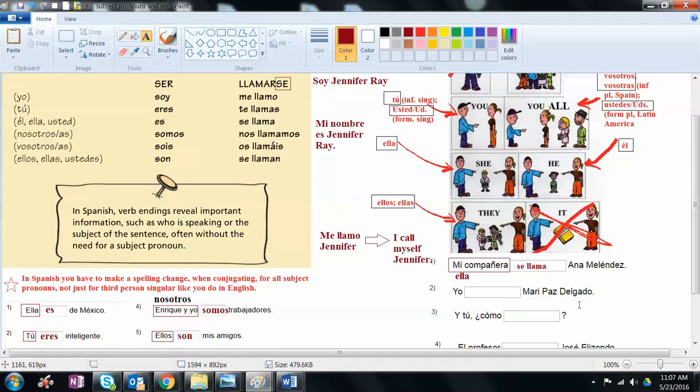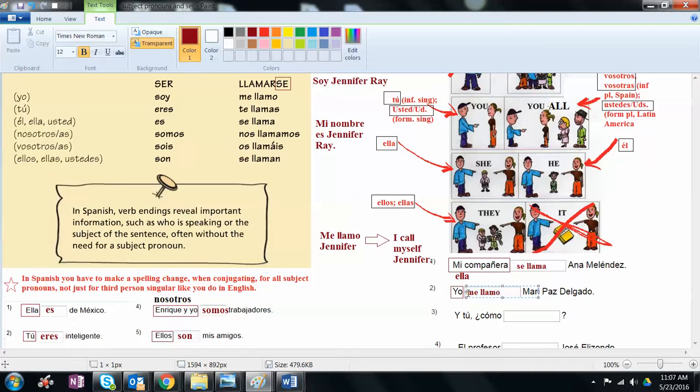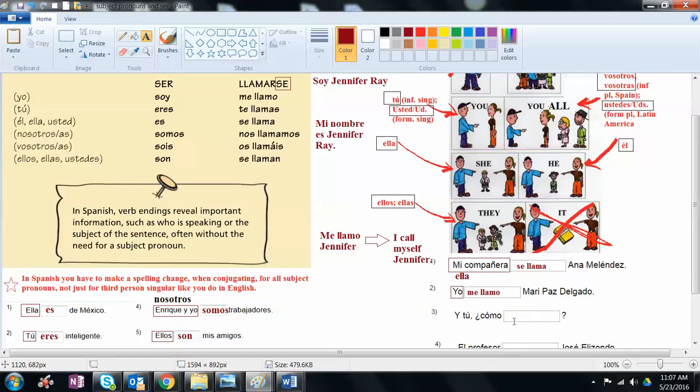Okay. Yo, Maripaz Delgado. So again, this is the subject because in a statement, the subject comes before the verb. The verb is what we're missing. So I want to conjugate for yo. Here's the llamar for yo. So I would plug in yo me llamo Maripaz Delgado. ¿Y tú cómo? So I want to know here, and you, what do you call yourself? Or how do you call yourself? So tú is my subject. So I just want to go up here and find tú, and then it's te llamas.